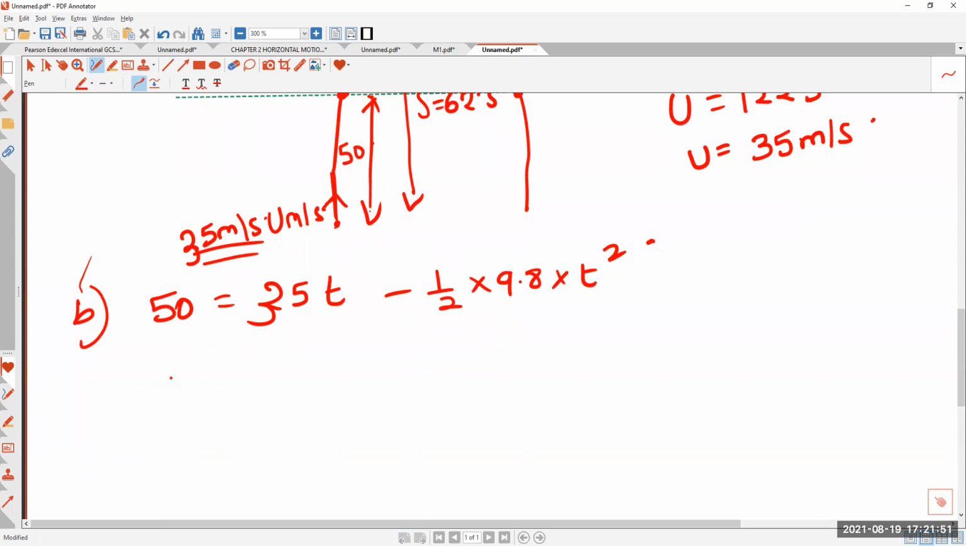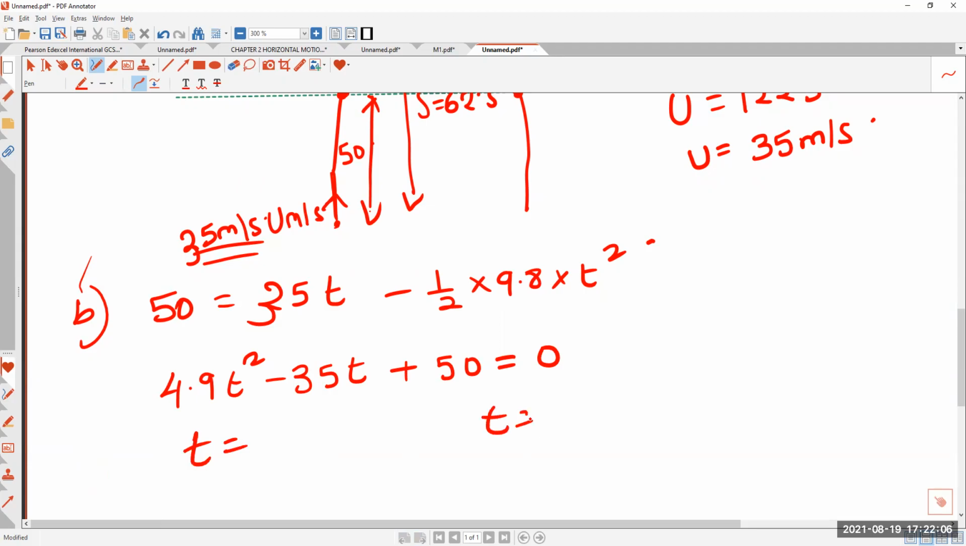What is this? This is 4.9, na? So can I do 4.9 t square minus 35 t plus 50 equals 0? You guys do a quadratic equation and find the value of t for me now. দুটো ভ্যালু অফ t পাবে তোমরা। How much is it? Let me know. How much is it? I continued the recording. 5.168. 5.2 করে দি, তারপর এটা কি 1.97, তো 2 করে দি, ঠিক আছে 1.97.